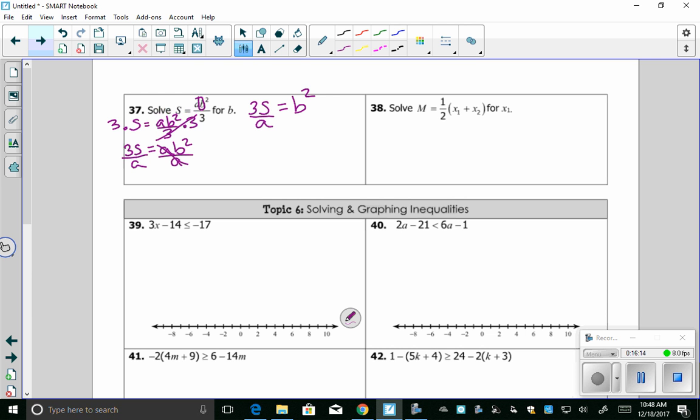Remember, the inverse of something being squared is the square root symbol. So square root both sides. So my final answer is going to be the square root of 3s divided by a equals b.